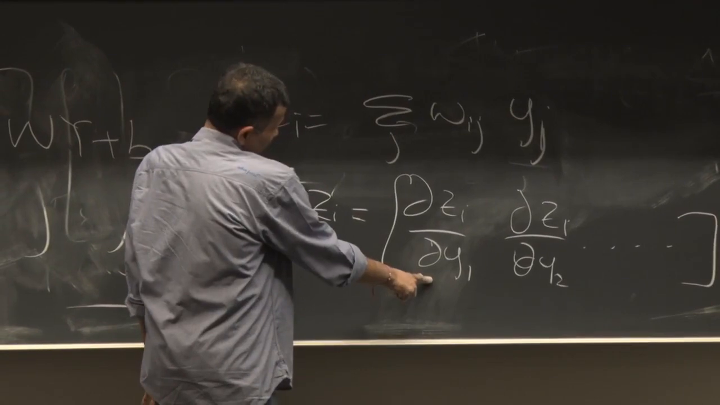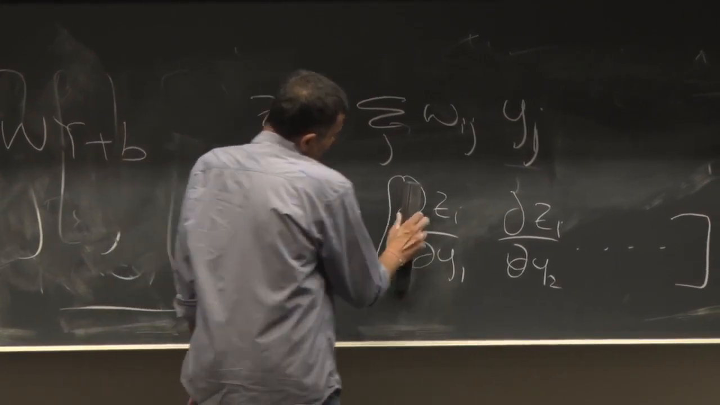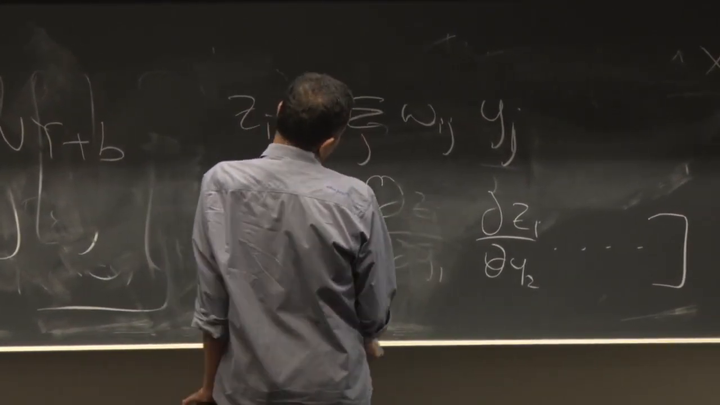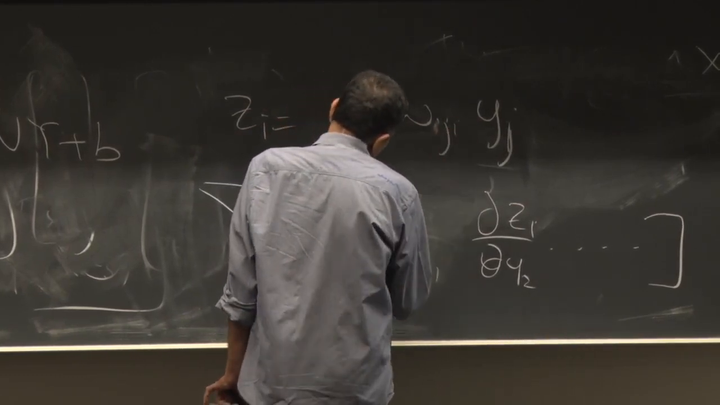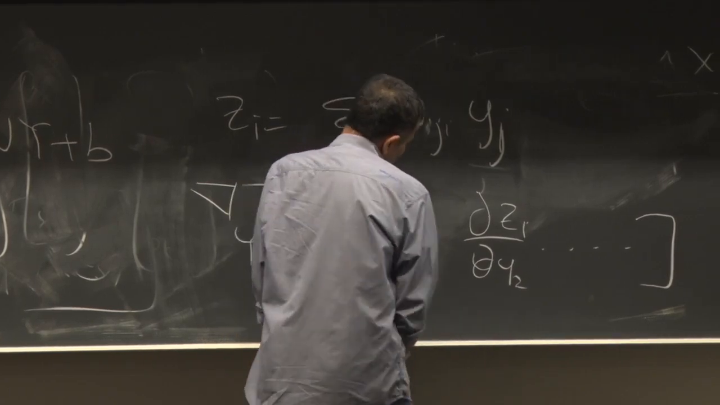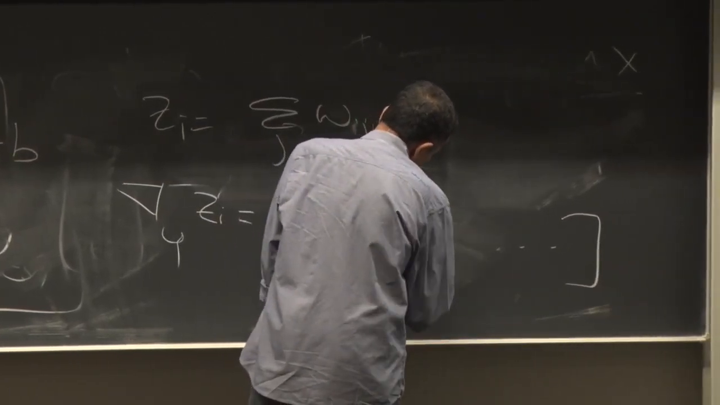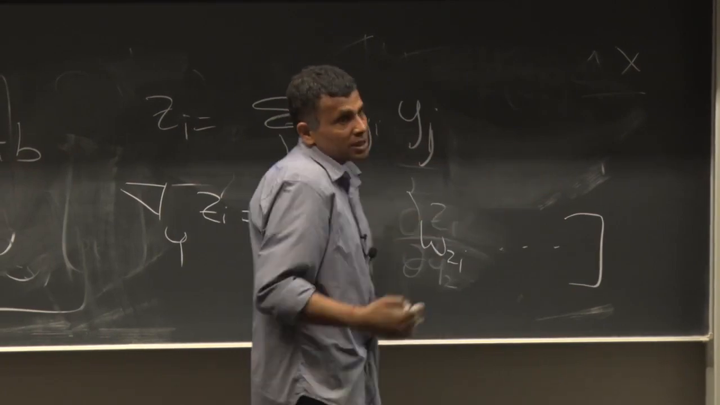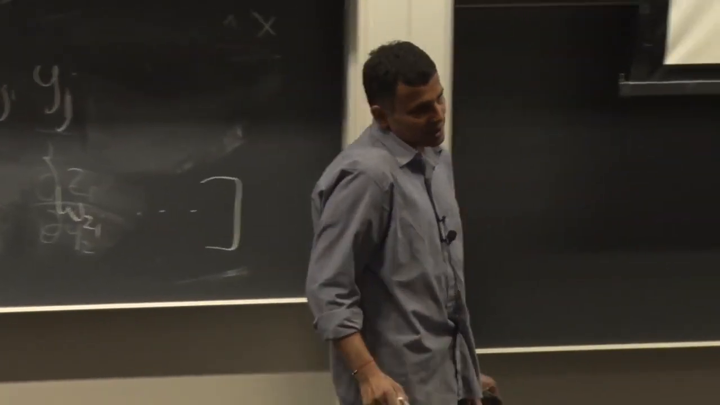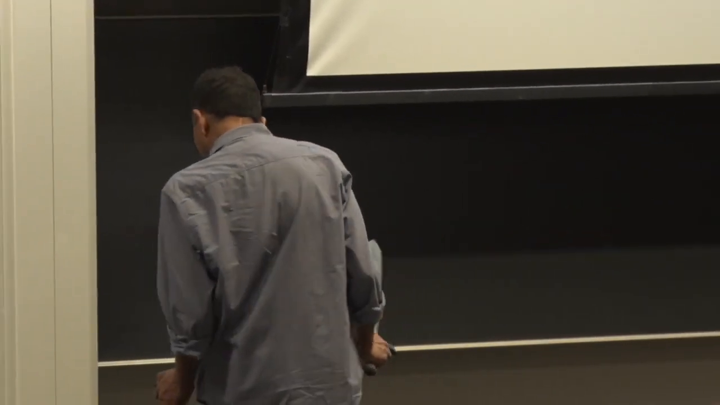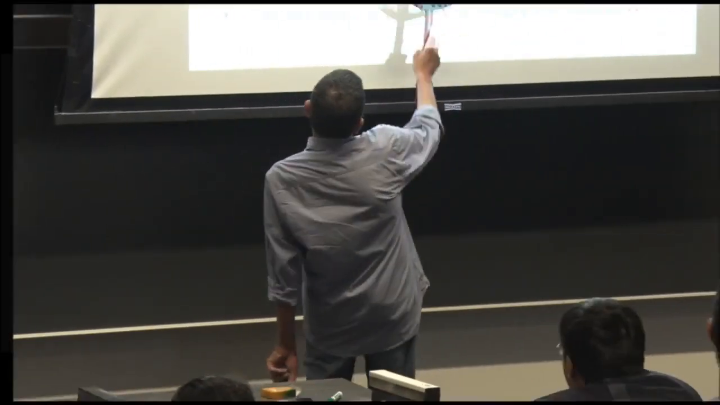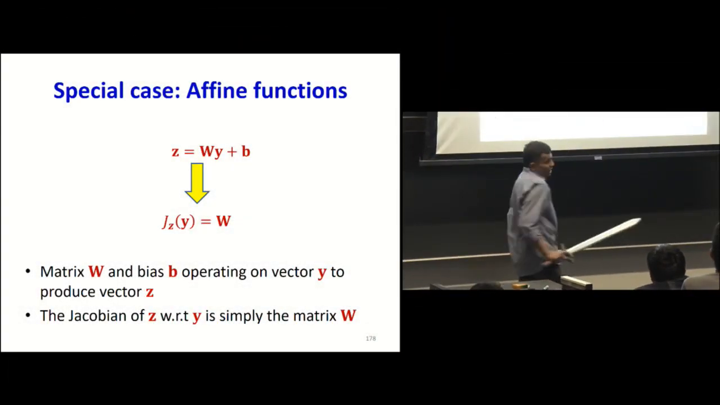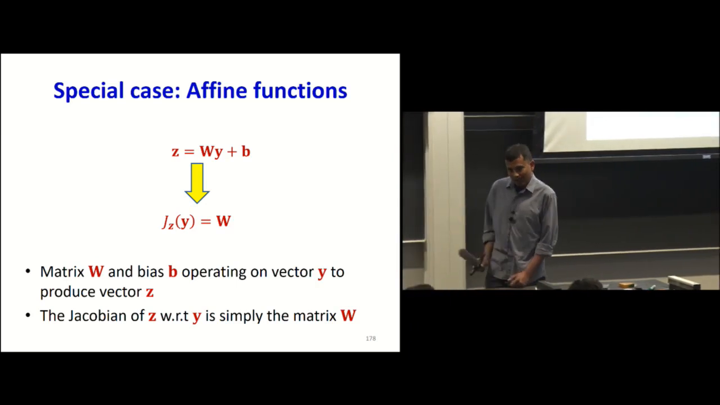And this is simply going to be w, I should have written it as ji, okay? So this is going to be w1i, w2i, and so on. If I stack these up, this is simply going to give you the weights matrix itself. So you don't have to actually work your way through this. The shortcut over here is that if I take the derivative of z with respect to y, the Jacobian is simply going to be the weights matrix.